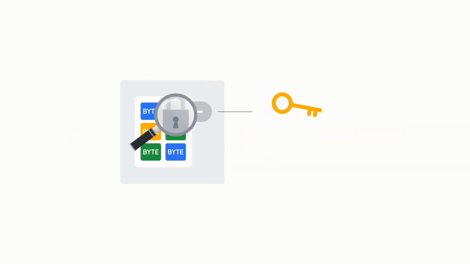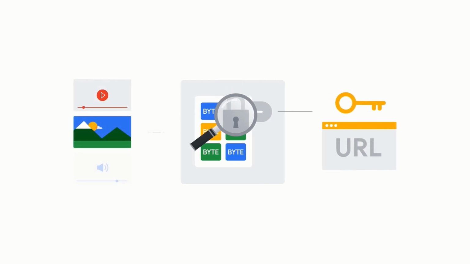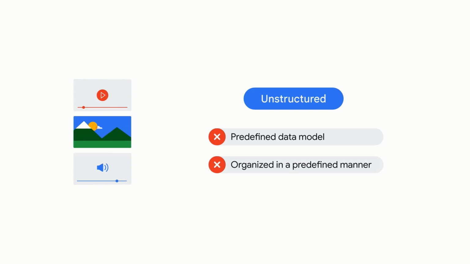These unique keys are in the form of URLs, which means object storage interacts well with web technologies. Data commonly stored as objects include video, pictures, and audio recordings. This type of data is referred to as unstructured, which means that it doesn't have a predefined data model or isn't organized in a predefined manner, as you might find in a structured database format.